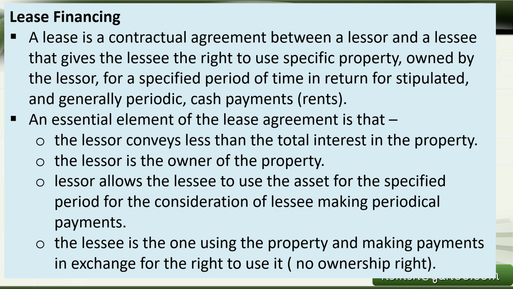The lessor is the owner of the property. What does that mean? The property will be given to the lessee to use, but the ownership will remain with the lessor, and he will convey only less than the total interest, not the whole interest, of that property to be used by the lessee. The lessor allows the lessee to use the asset only for the specified period, in consideration of the lessee paying a rental or making periodic payments, which is called rent or lease payment. The lessee is the one using the property and making payments in exchange for the right to use it, and he has no ownership right.